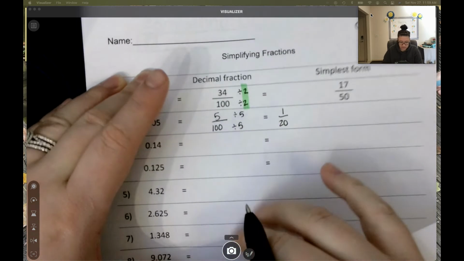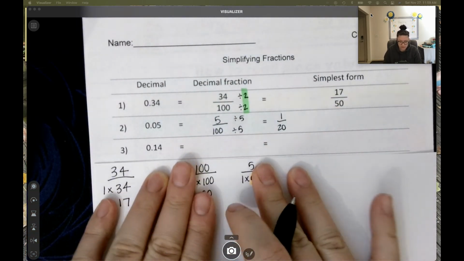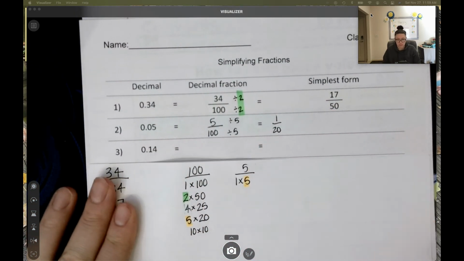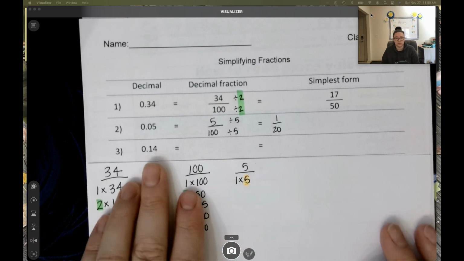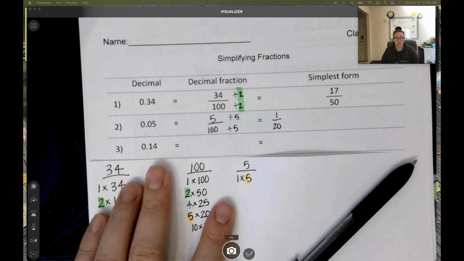Let's try another one. Or wait, here, let's see. Let's have you try 3 on your own. 0.14. Pause the video, try that one on your own for me.